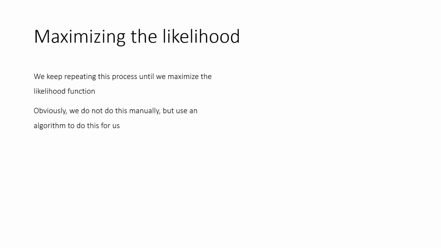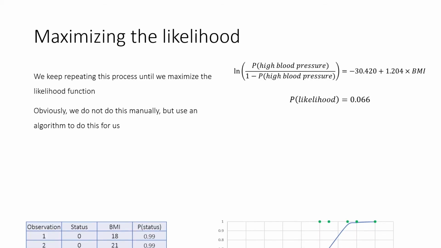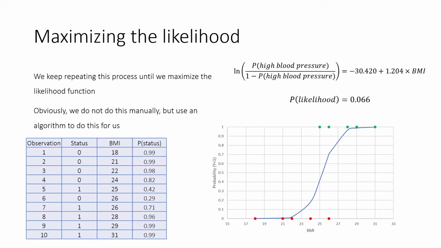Of course, in practice, we don't do this by hand, because this is a lot of work and it's just not necessary. And we have a smart algorithm to help us with that. The algorithm solves the equation for us in such a way that it maximizes that likelihood function. And in this case, that means that our regression equation will result in what we saw earlier, minus 30.42 plus 1.204 times BMI. And the likelihood function of that equation is 0.066. That is the maximized likelihood belonging to this equation. And it results in the following S-curve.